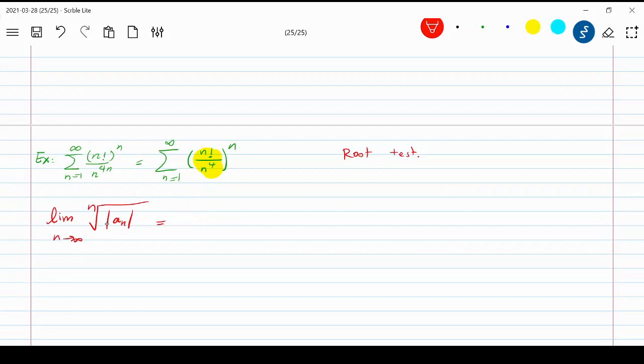A_n in this case is positive, so I don't really need the absolute value. So here, the nth root of a_n, which is n factorial divided by n to the power 4, the whole thing to the power n. As n approaches infinity, what you get is the limit. The nth power and nth root will cancel out, so you'll end up with n factorial divided by n to the power 4, as n approaches infinity.